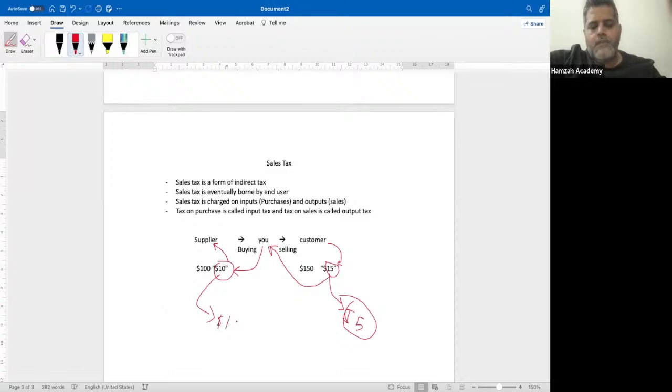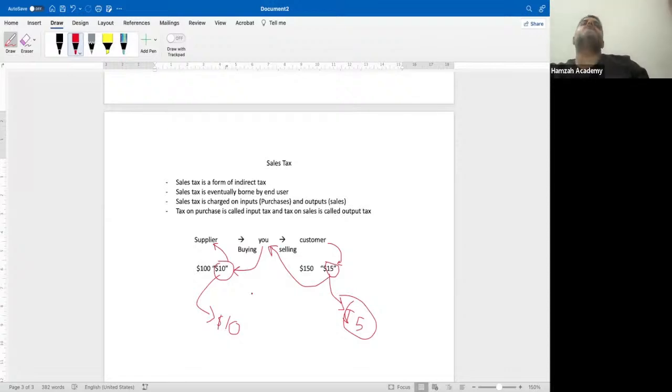Okay, let me just fix it up. Much better. Right, so this supplier will pay the 10 to the tax authority, you will pay the 5 to the tax authority, and eventually the tax authority is going to receive 10 plus 5 is 15, which the customer over here has paid, right? But you will pay 5 and the supplier is going to pay 10 over here, right? So total, eventually the government receives a 15.